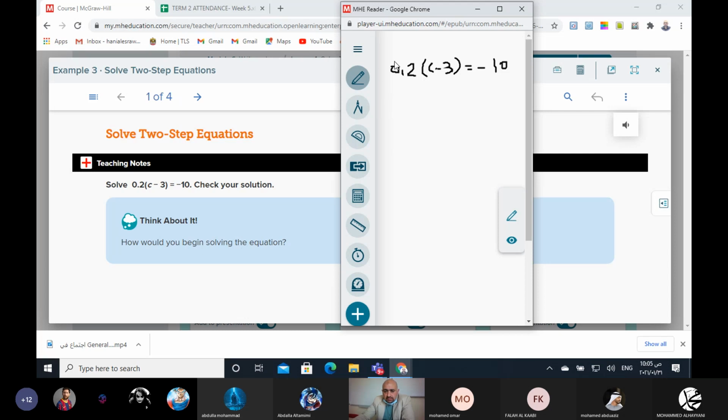In the first step, use the distributive property here. Take 0.2 multiplied by C will be 0.2C. Then take 0.2 multiplied by 3, and here we have minus. So 0.2 times minus 3 will be minus 0.6, equal minus 10. The next step, try to remove minus 0.6 from this side. So add the inverse. The inverse of minus 0.6 will be plus 0.6. So add it to the two sides.